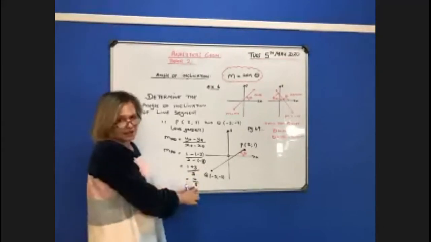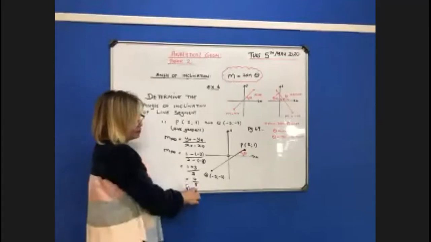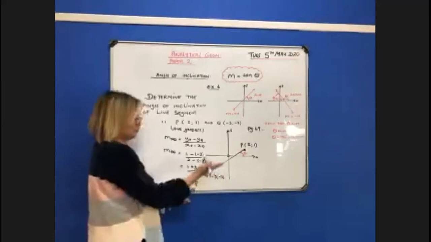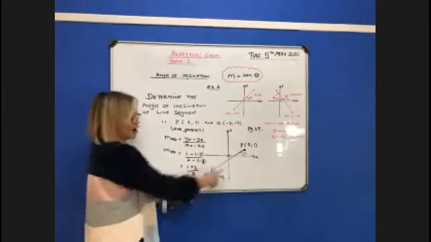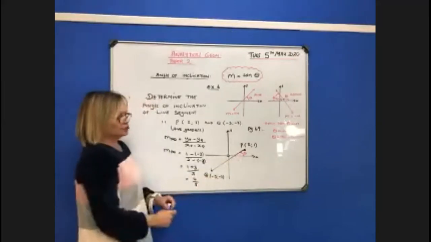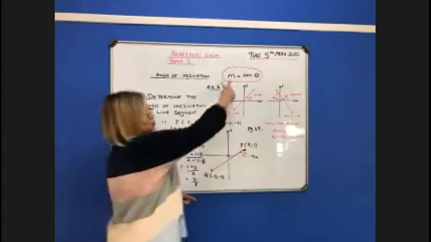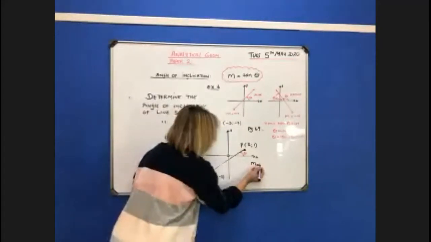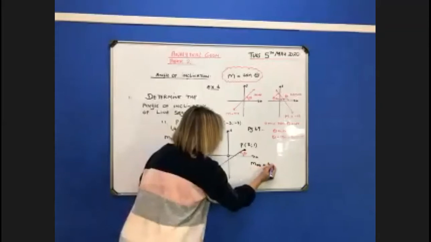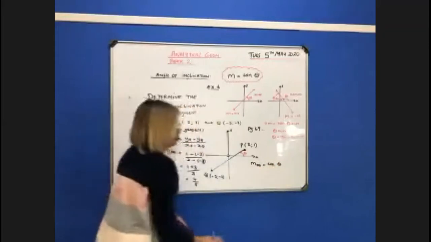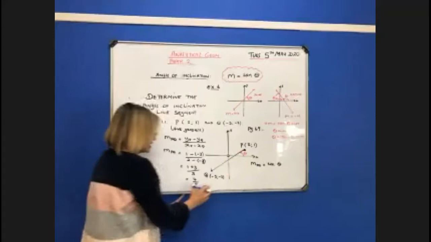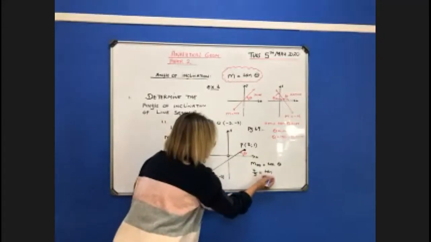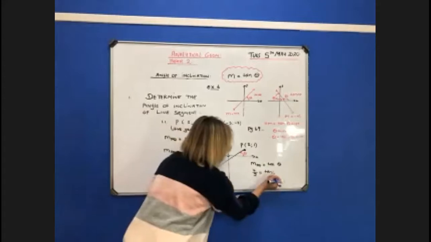Now, I was expecting the gradient to be positive because it's like a tick. That straight line has a positive gradient, so I know that the angle of inclination will be acute. So we use the formula: the gradient of the line PQ is equal to tan of the angle of inclination. So the gradient is 4/5, and that equals tan of the angle of inclination.